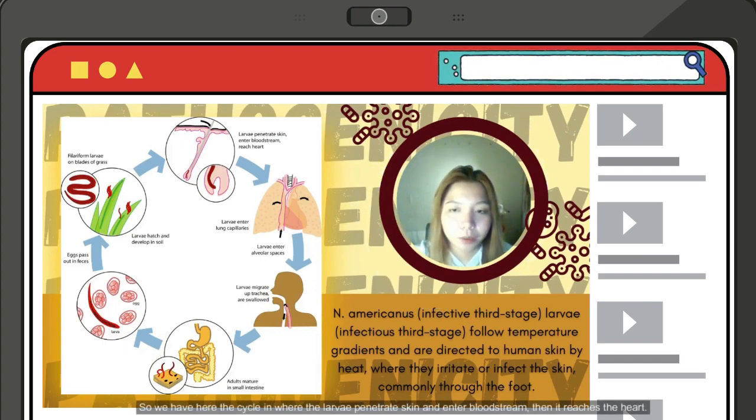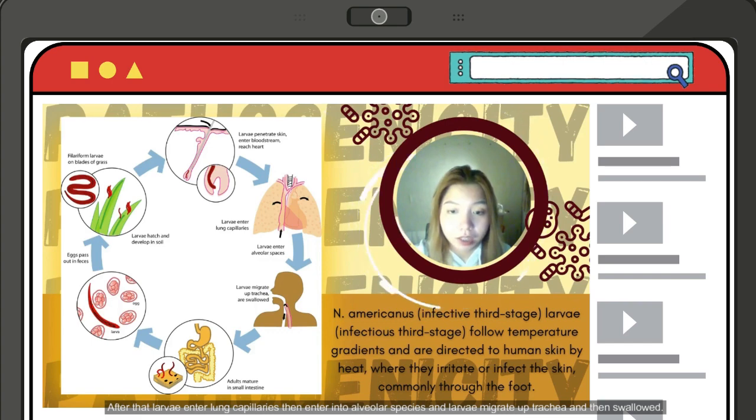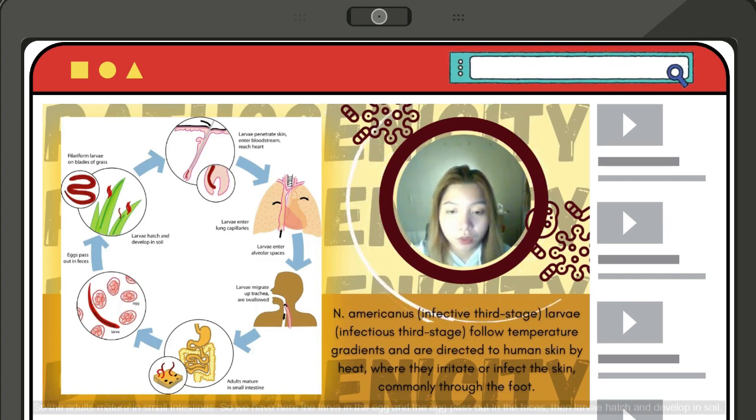So we have here the cycle in which the larvae penetrate skin and enter the bloodstream, then it reaches the heart. After that, larvae enter lung capillaries, then enter into alveolar spaces, and larvae migrate up the trachea and are then swallowed. So the adults mature in the small intestine.